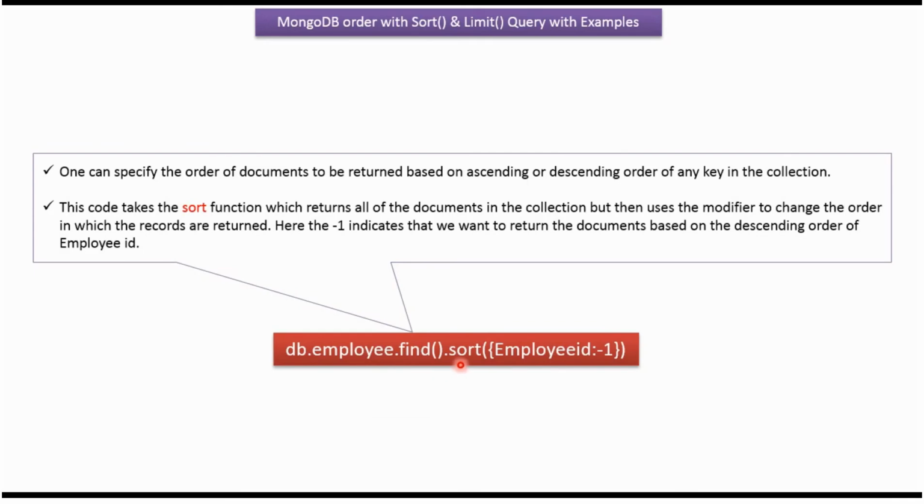Here you can see the example of the sort method. db.employee, where employee is the collection name, then the find method. The find method returns all the documents in the employee collection. Then we are applying the sort method. What this sort method will do is sort the documents in descending order based on employee ID. -1 means descending order, 1 means ascending order. We will see the example now.